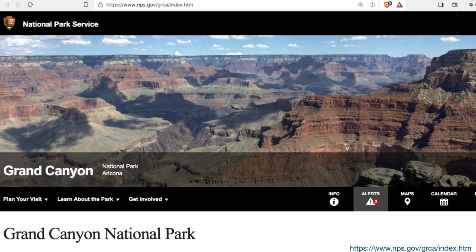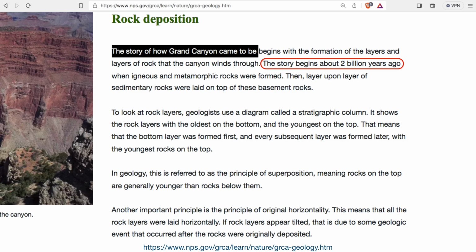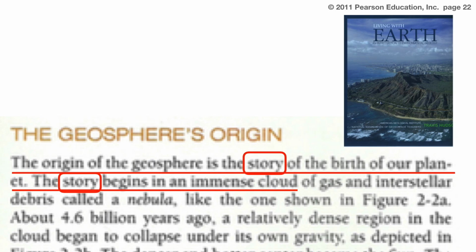Okay, and this is how the government tries to answer it. This is the Grand Canyon. It says the story of how Grand Canyon came to be, and it says the story begins about 2 billion years ago. And that reminded me of this geology textbook at St. Cloud State. It says the origin of the geosphere is the story of the birth of our planet. The story begins in an immense cloud. So these are stories that they're teaching you. This isn't science. Science is observable and testable and repeatable. This isn't science. These are stories. And if you miss it at the beginning, you're going to think you're being taught science.